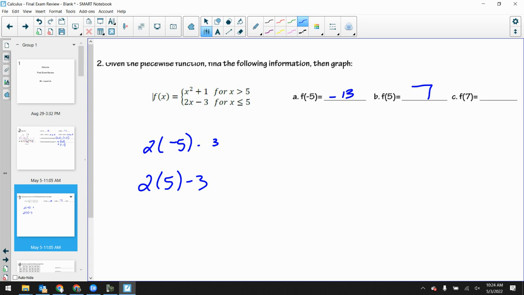Take a look at 7 now. Again, it would be x is greater than 5, so we plug that in. x squared plus 1, 49 plus 1 would be 50.